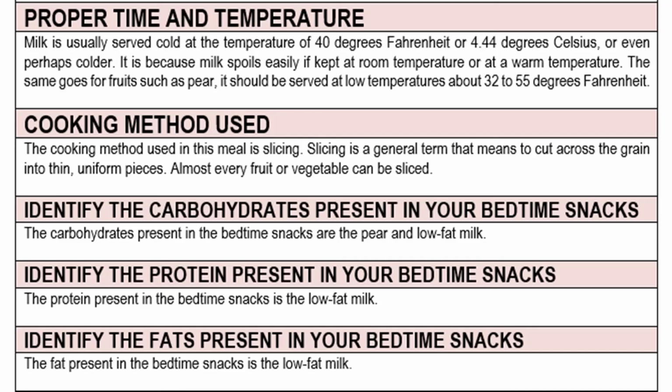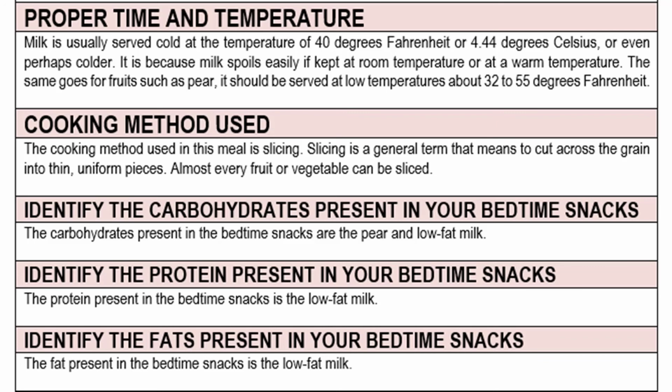The proper time and temperature of my bedtime snack is that my milk is usually served cold at a temperature of 40 degrees Fahrenheit or 4.44 degrees Celsius, or even perhaps colder. It's because milk spoils easily if kept at room temperature or at warm temperature. The same goes for fruits such as pear. It should be served at low temperatures, about 32 to 55 degrees Fahrenheit.